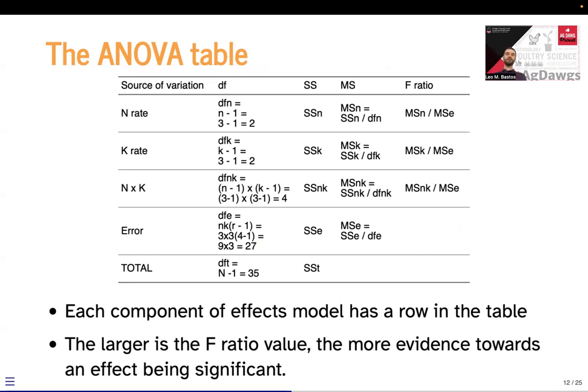Even if you just think mathematically, right? So if you have F equals the mean squares of nitrogen divided by the mean squares of error, I want to increase the F ratio. What should happen on the right-hand side of that equal sign for me to be able to increase it?